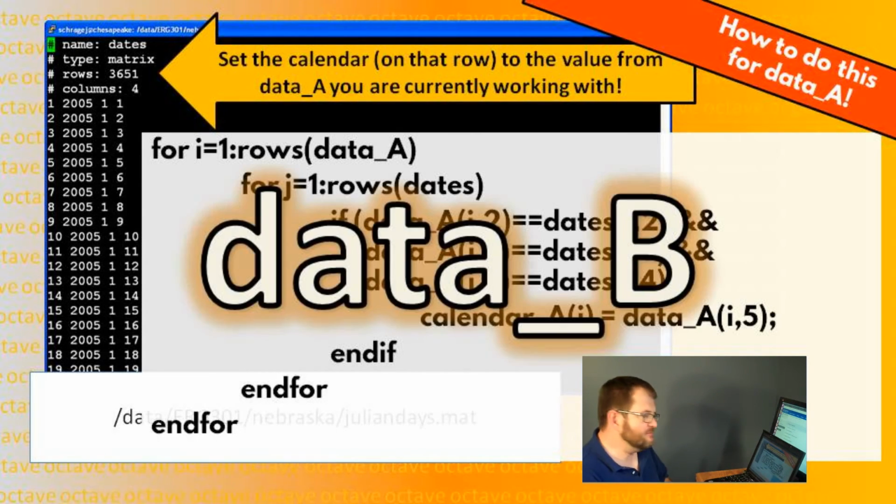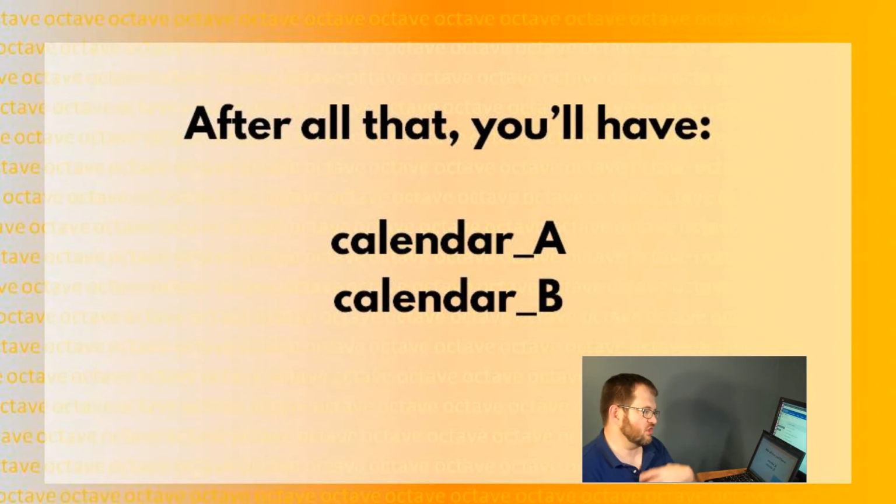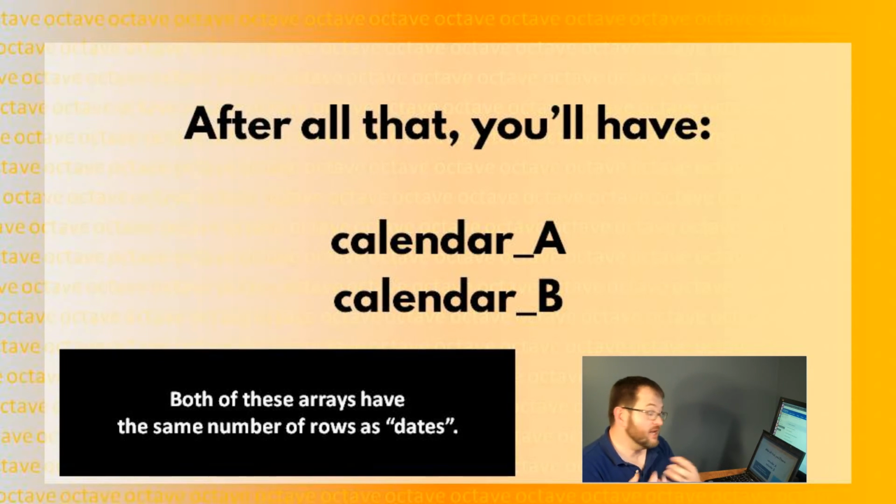Okay? Then do the same thing for data B. You're just going to cut and paste this code in or type it all out again, but you're going to do the same sort of thing where data B is the one you're processing, and you're going to go from I equals 1 to rows in data B, and J goes from, and then if data B is equal, and so on. Okay, you can do this. And when you're all done, you'll have 2 arrays. One's called calendar A, and one is called calendar B. And both calendar A and calendar B have the same number of rows as that array that you read in called, it was the Julian Days array, it was called dates.